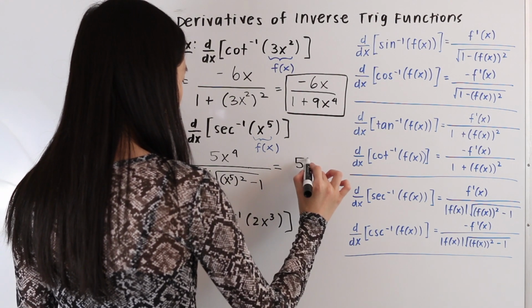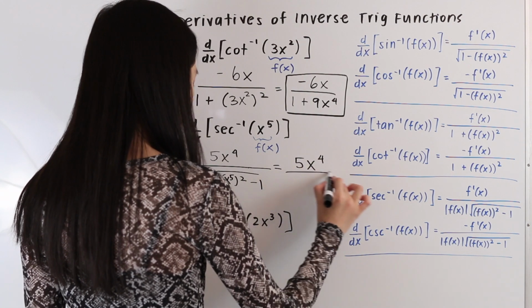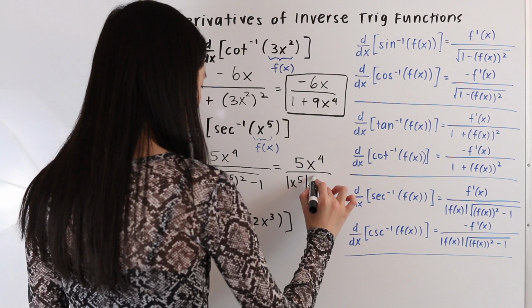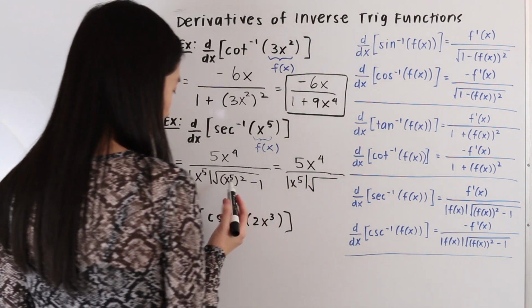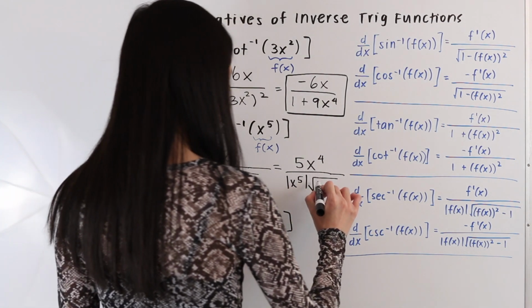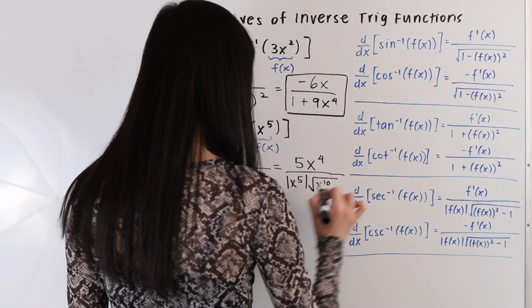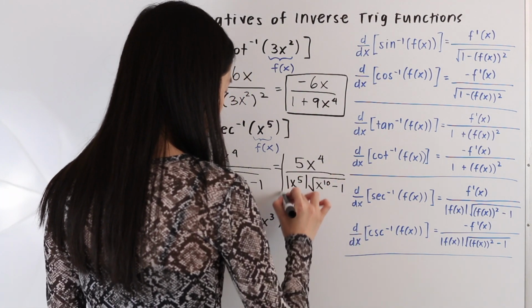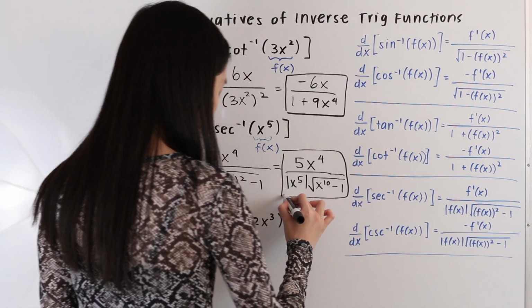And so now let's go ahead and simplify this. So we have 5x to the 4th over the absolute value of x to the 5th times the square root of x to the 5th squared. So x to the 5th squared is just equal to x to the 10th. And then this is minus 1. And this is our final answer.